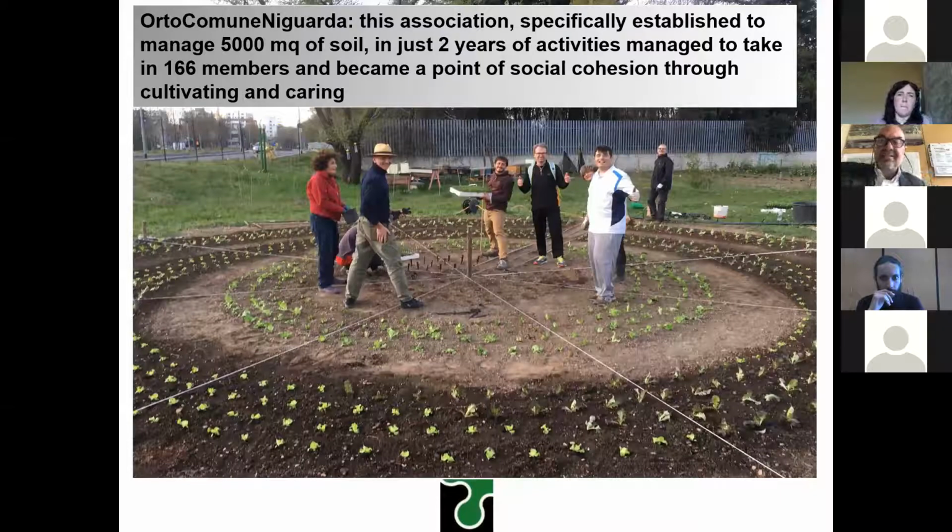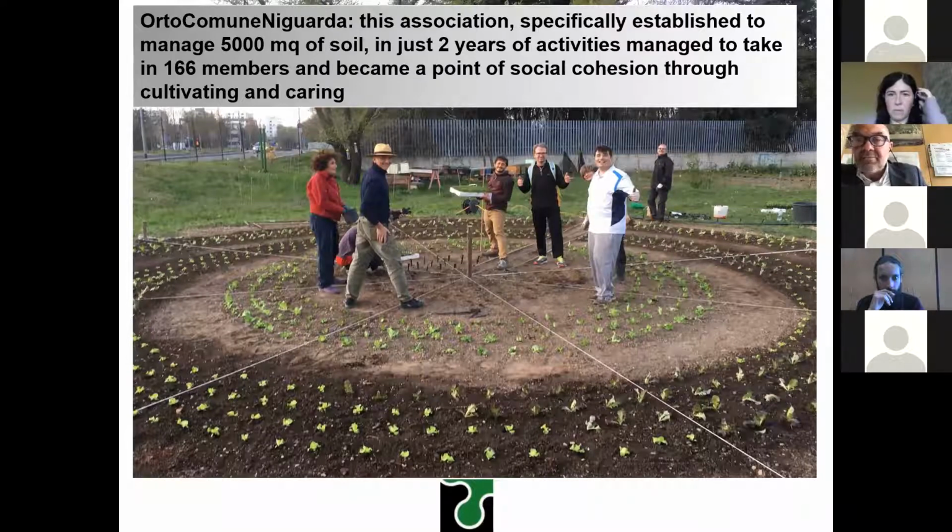Yes, this slide is about Orto Comune Niguarda. It is a project that was born 3 years ago, when we realized that in addition to the model of the traditional family gardens, which involves more than 450 parcels and over 600 families, we could propose to the citizens to cultivate 5,000 square meters of land all together without fences, cooperating with each other and building a huge vegetable garden, a place of meeting and social cohesion.